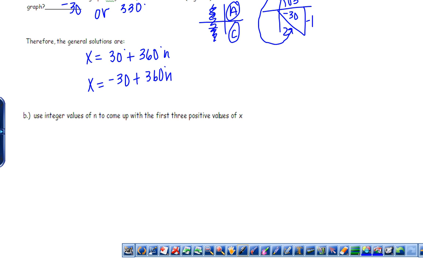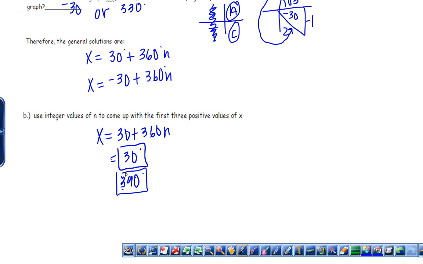So now you just take any number in the world and you plug them in here and find the 3 smallest numbers. So I'm going to start here and say, well, can I plug in a 0 and get a positive answer? Can I plug in a 1 and get a positive answer? And then I do the same thing here. So it looks like I can use this one, and I can plug in a 0, and I get 30 degrees. That's one answer. I can also use this one and plug in a 1 and get 390 degrees.